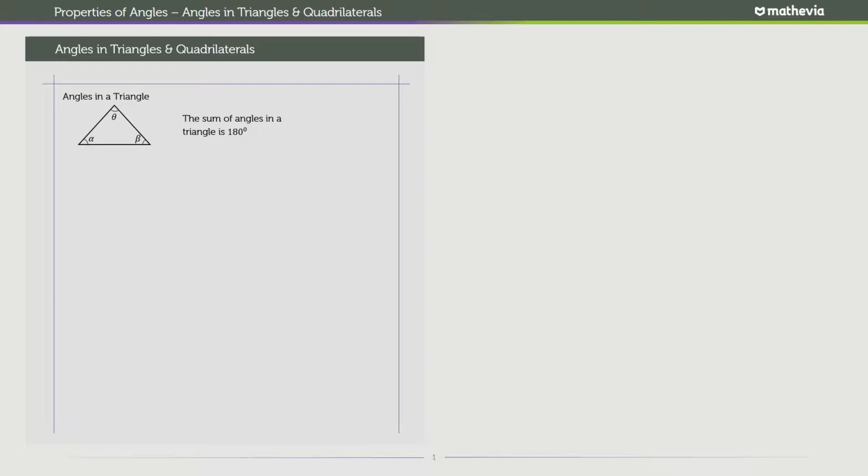Now, you've probably heard this before. Okay, you should be familiar with this. Sum of angles in the triangle is 180 degrees.